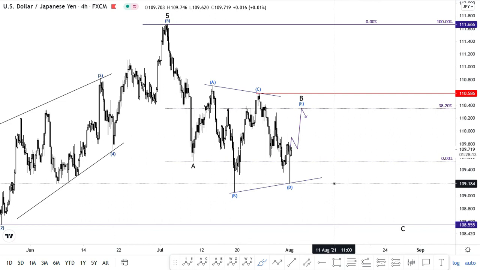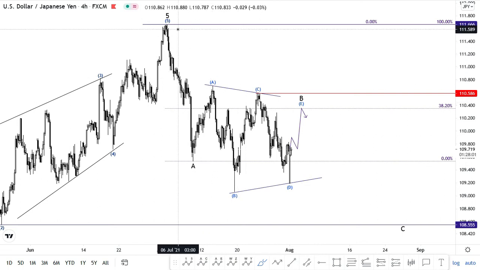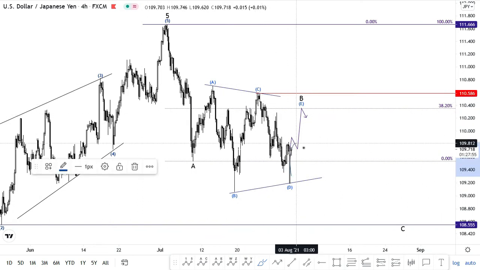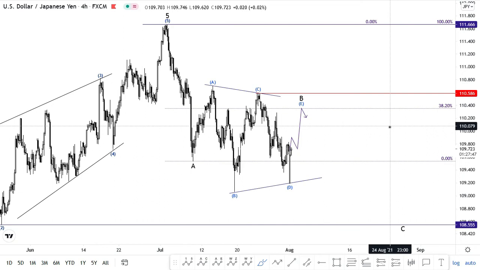So yeah, it's pretty much straightforward for US dollar JPY. A complex structure might be in form. Let's see, A, B, C as wave W, and then X, and then A, B, C as wave Y. So that's the alternative thought that I hold in mind at the moment.